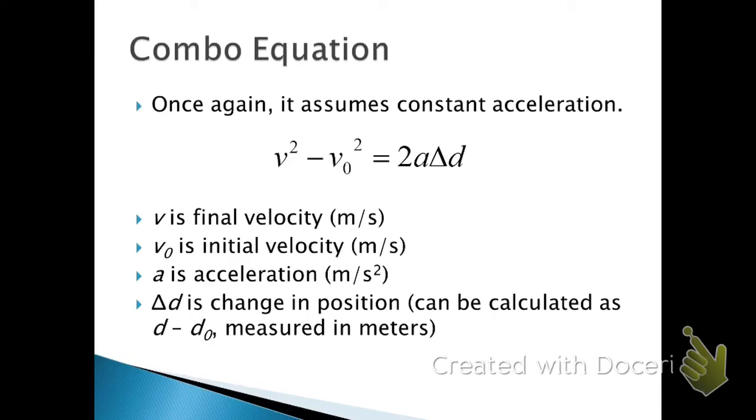So again, v squared minus v naught squared equals 2 times a times delta d, where delta d is a change in position. And you'll find this by just taking your final position, or your position at whatever time you're concerned about, minus your initial position. And that's just going to be measured in meters. So it's your total displacement.